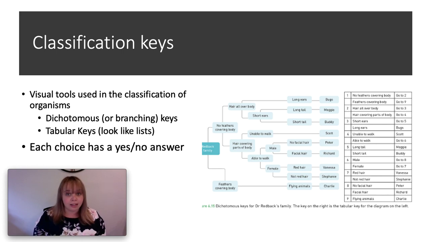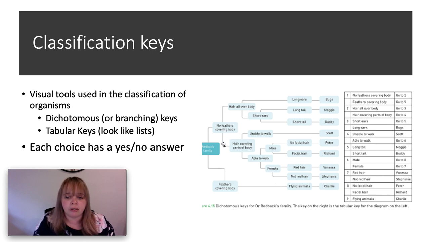Now, the good thing about this is that each choice has a yes or a no answer. So let's just have a look at this bit. Here we talk about a redback family, and this is Dr. Redback's family. They're both the same key, but two different ways of doing it. So you can have the redback family, you go, do they have no feathers covering the body, or do they have feathers covering the body? And we'll go, okay, it has feathers covering the body. Then we go down here and we go, okay, it's flying animals, it must be Charlie.